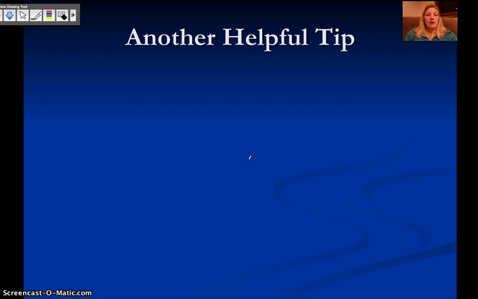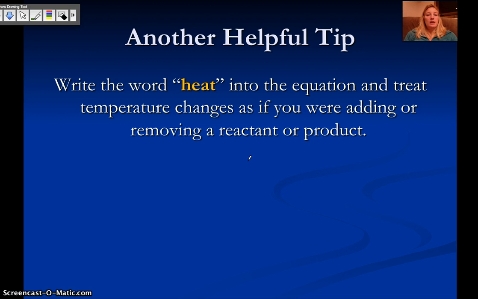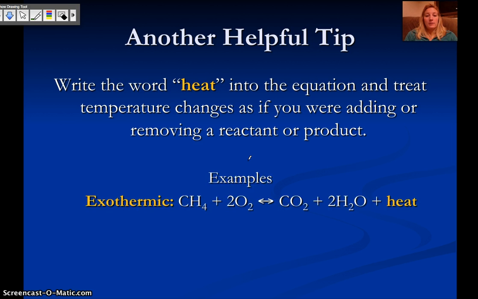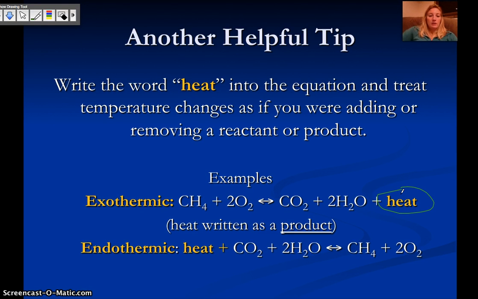So a helpful tip here, something that will help you figure this one out, is to write the word heat into the equation and treat temperature changes as if you were adding or removing a reactant or product. Okay, so you can either write the word heat or you could also write the amount of heat if you know what that is. But for example, if it were exothermic, that means heat is giving out. That means heat is a product. So in our equilibrium here, we would write heat on the product side. If it were endothermic, we would write heat as a reactant. We're putting it into the reaction so that something else will come out.